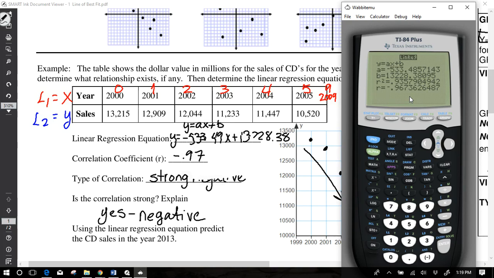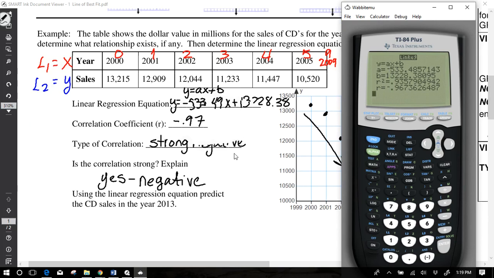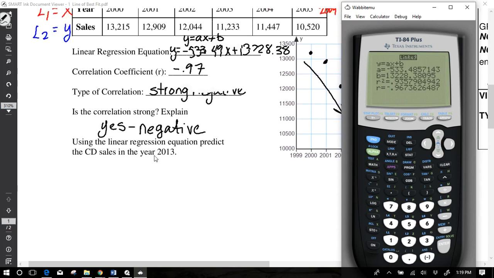Now that I have gotten all the information from my calculator, I really didn't do much in the way of mathematics yet. I just had to learn how to operate my calculator. Now I'm ready to come down and answer this question. And this question right here is the whole reason that we need to know how to get the linear regression equation, because we're going to make a prediction. Okay? So, what are the CD sales in the year 2013?